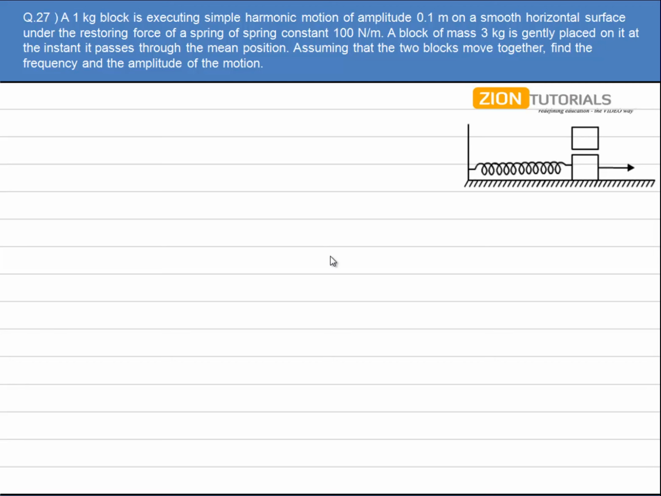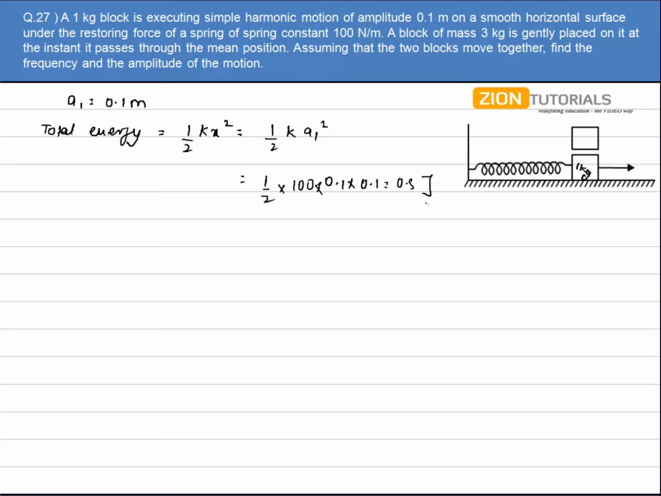Fine. Now let's say the initial amplitude is given as 0.1 meter. So the total energy will be given by half of kx square, because at extreme position, when only the 1 kg block is attached to it, the whole energy will be in the spring energy, and that can be written as half of kx square or half of k a1 square. So it comes out to be half of 100 into 0.1 into 0.1, that is 0.5 joules, right?